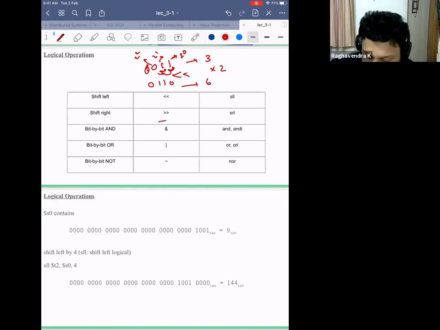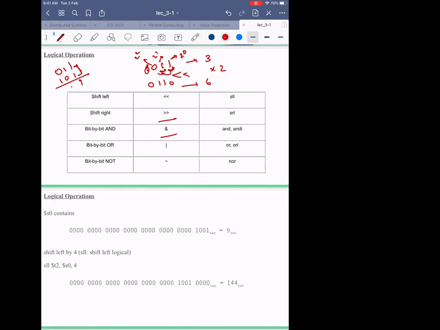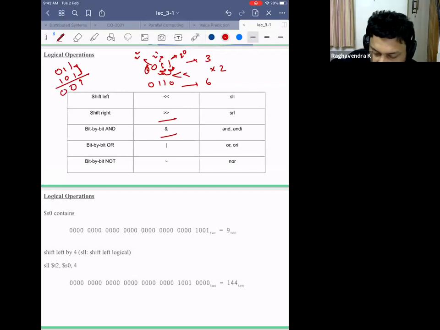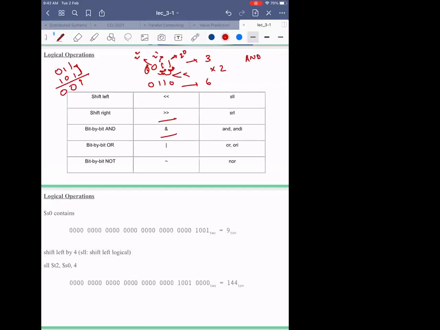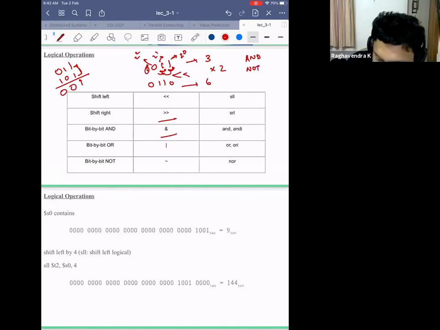If I right shift it, I am decreasing the power of the particular bit, so I am dividing it by 2. And AND means 011 AND 101. If I AND them, what is 1 AND 1? 1. What is 1 AND 0? 0. So 0 0 1 0. Right. I hope everybody knows the gates AND, NOT.